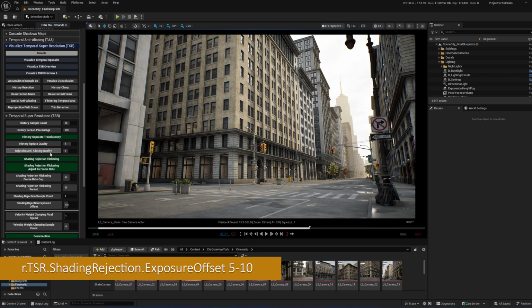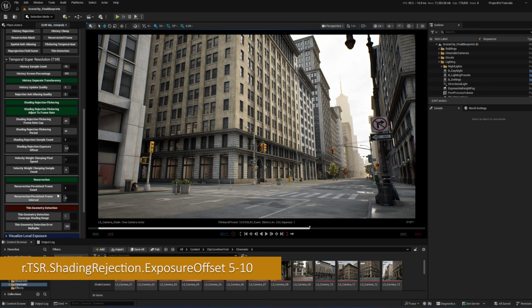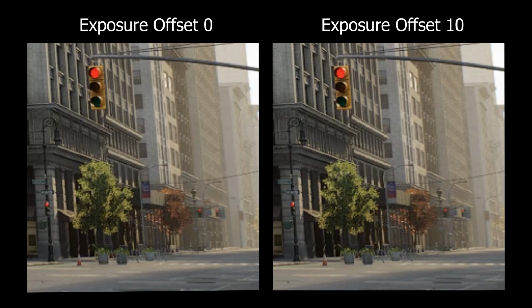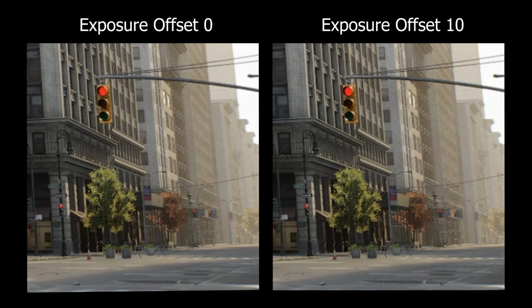However, setting the value too high can introduce ghosting, smearing, or other temporal artifacts. In my tests, a value between 5 and 10 tends to provide a good balance between stability and visual quality. For this demonstration, I'll set it to 10.